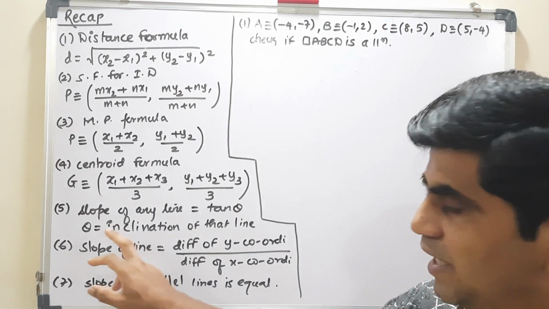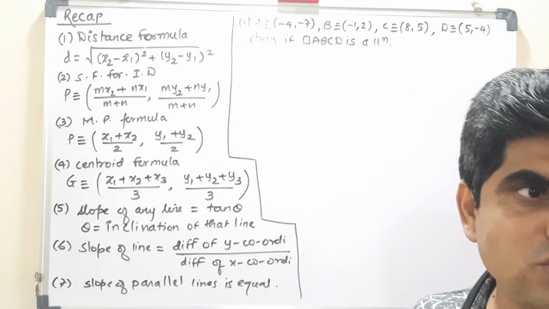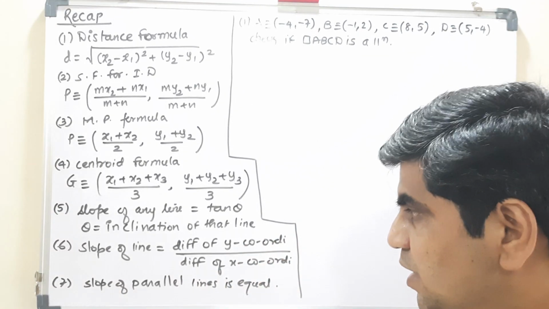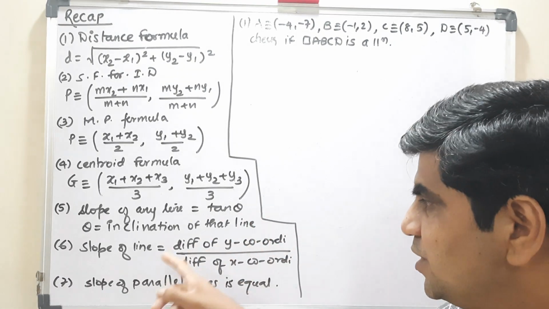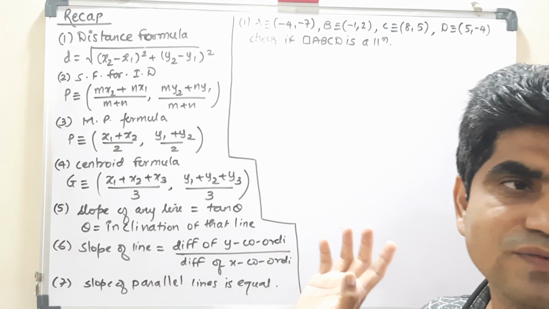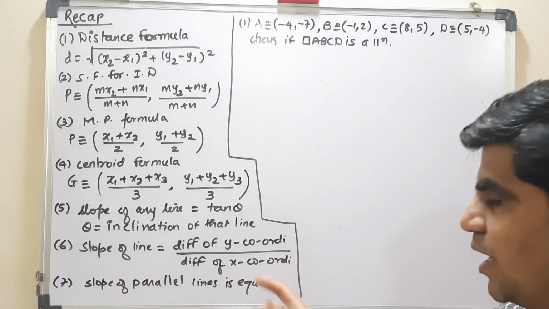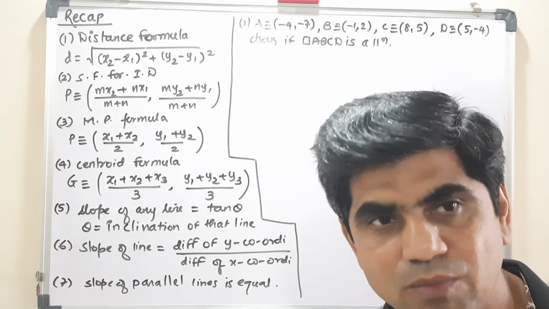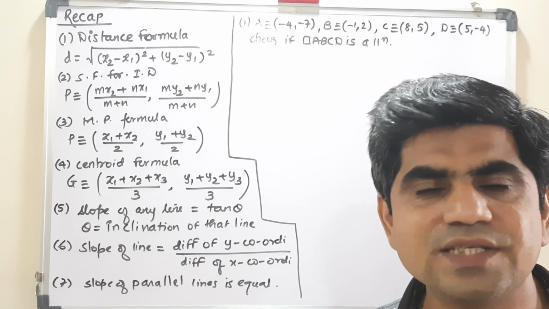And if you have two different points and the slope is to be found, we saw the slope of a line can be found as the ratio of the difference of y coordinates upon the difference of x coordinates. The most important thing we saw was that the slope of parallel lines is always equal. And I told you one more thing: if the lines are perpendicular, then the product of slopes is -1.